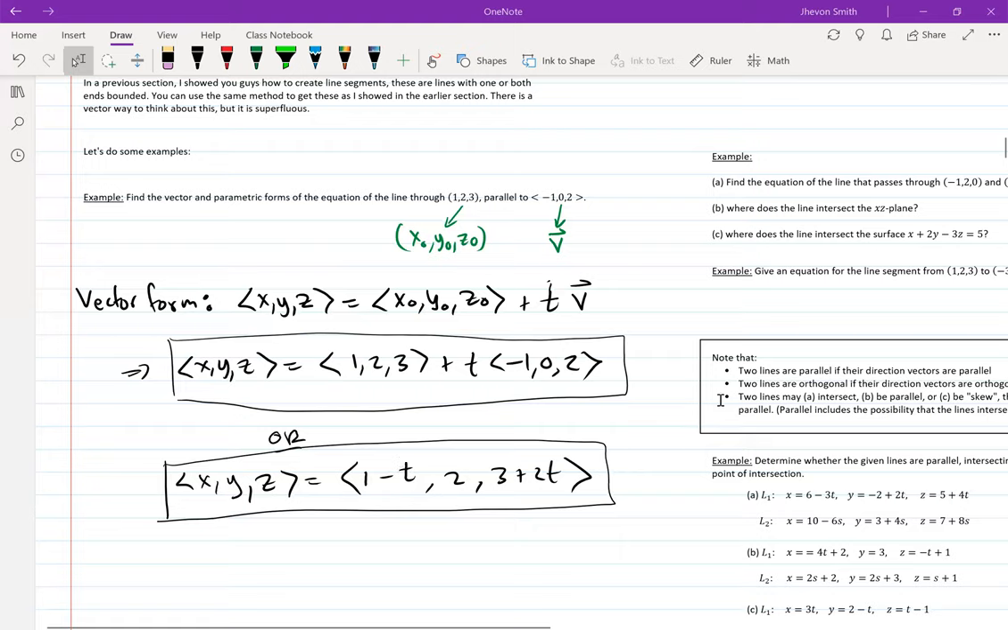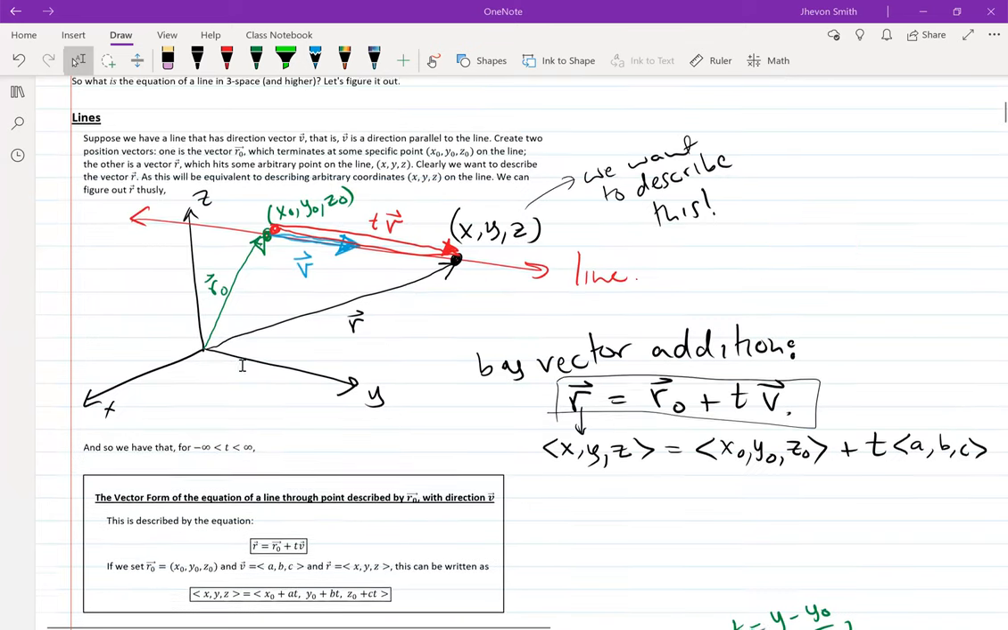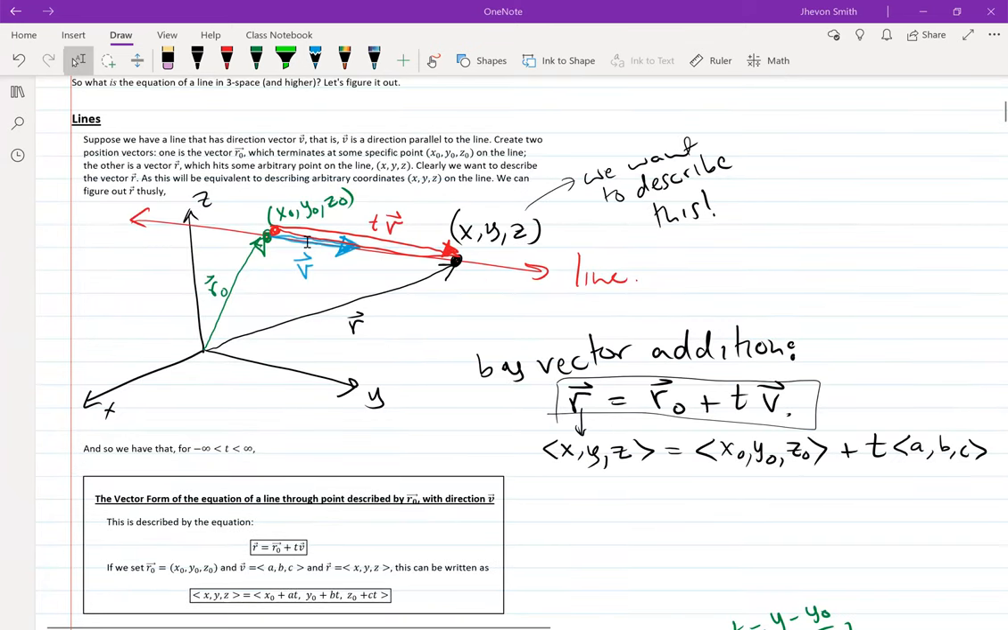A line is one-dimensional, so it has one parameter, and this is like your independent variable. If I plug in different t values, I get different points, and this vector will trace out all those points. For different t, I get different points along this line, and this r vector is just running along the line, tracing out all the points.